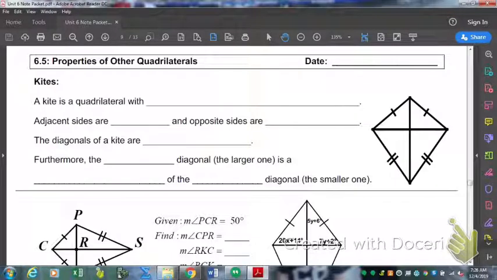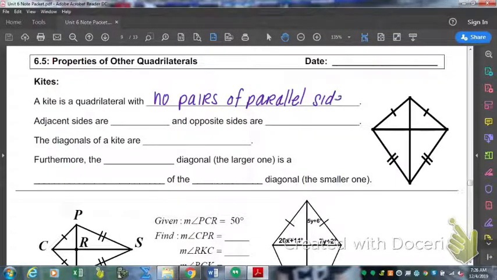Kites are quadrilaterals with no pairs of parallel sides. So that's the first thing. No pairs of parallel sides. So they are the far left branch of that flow chart on the front of your notes. In a kite, adjacent sides are congruent and opposite sides are not congruent, okay?